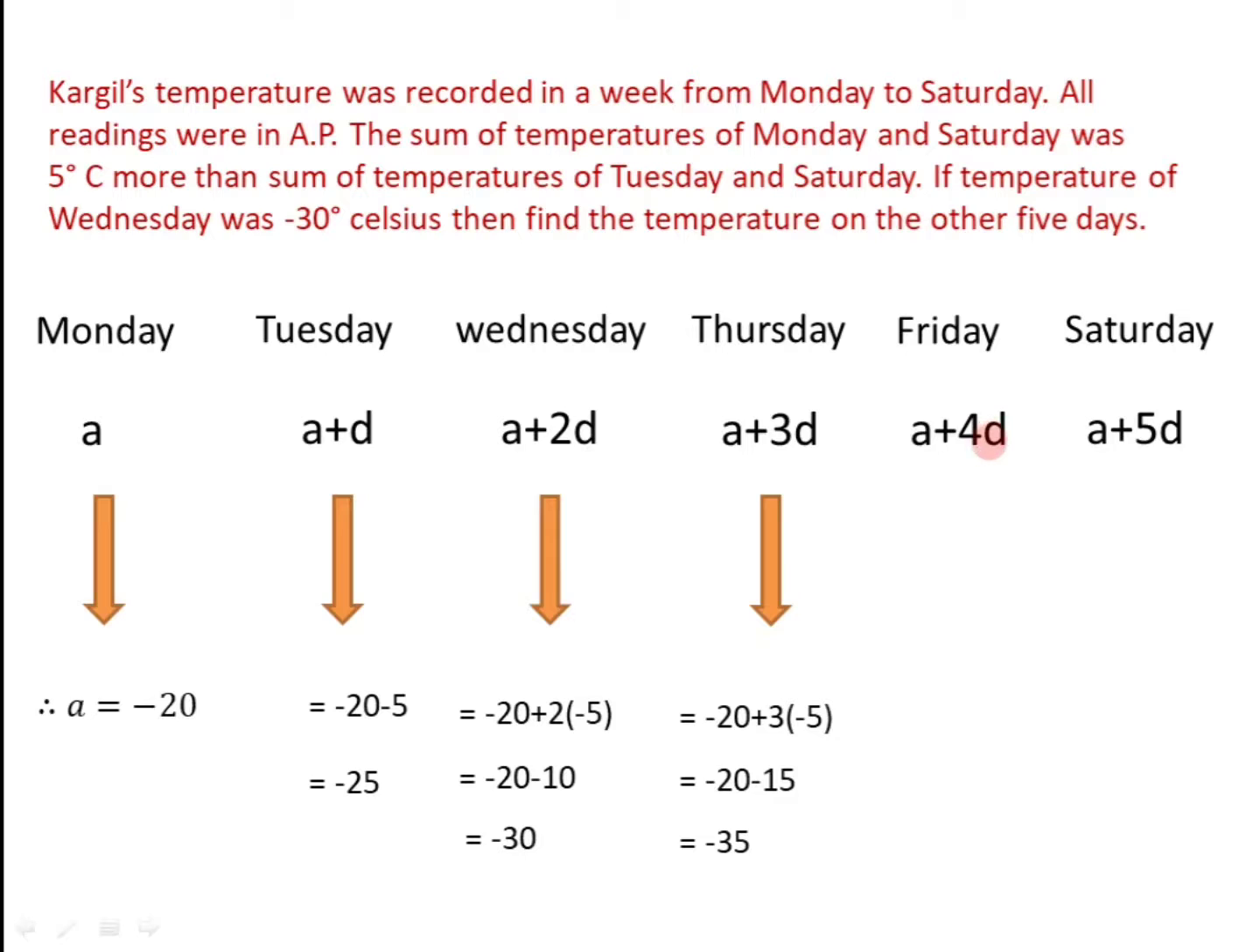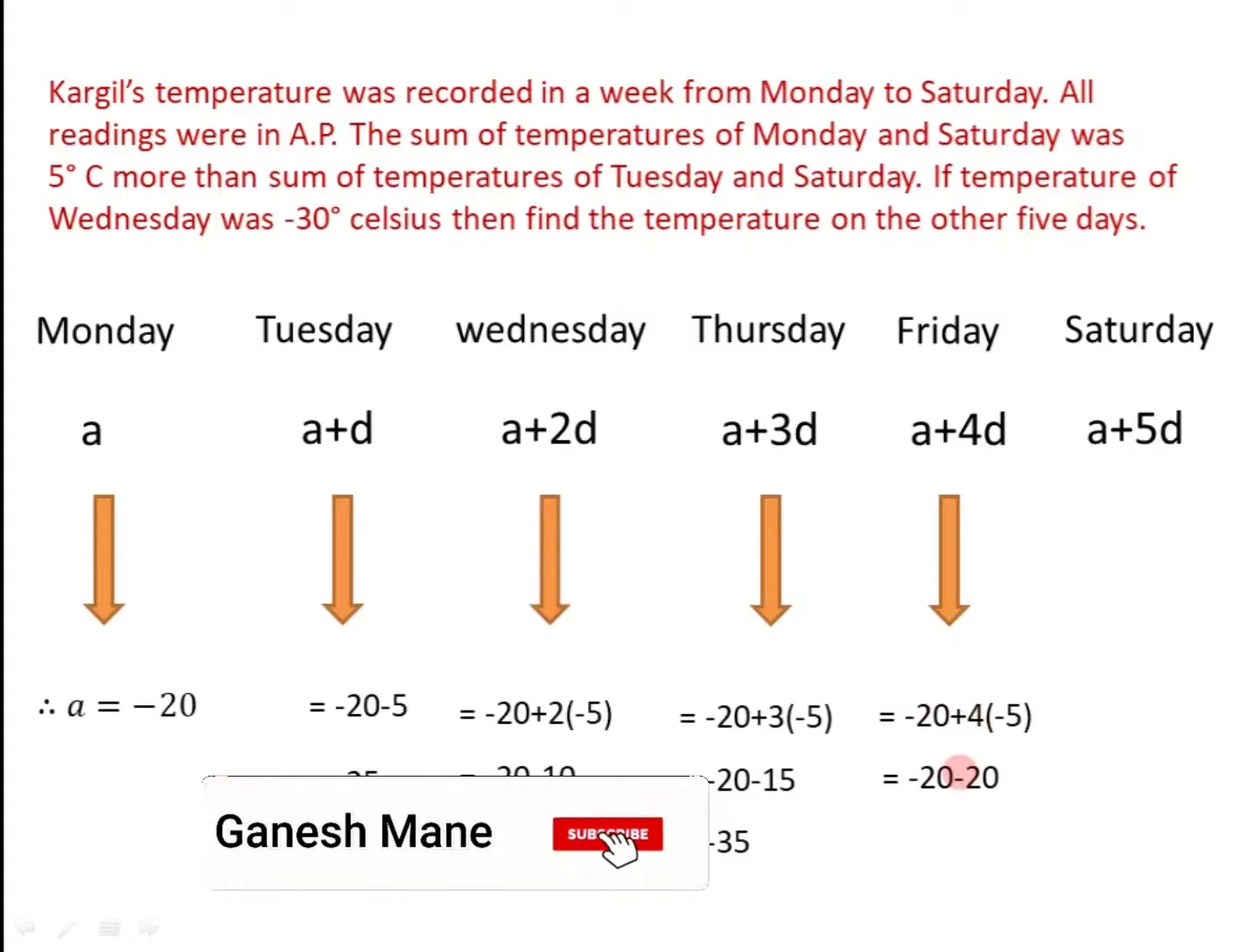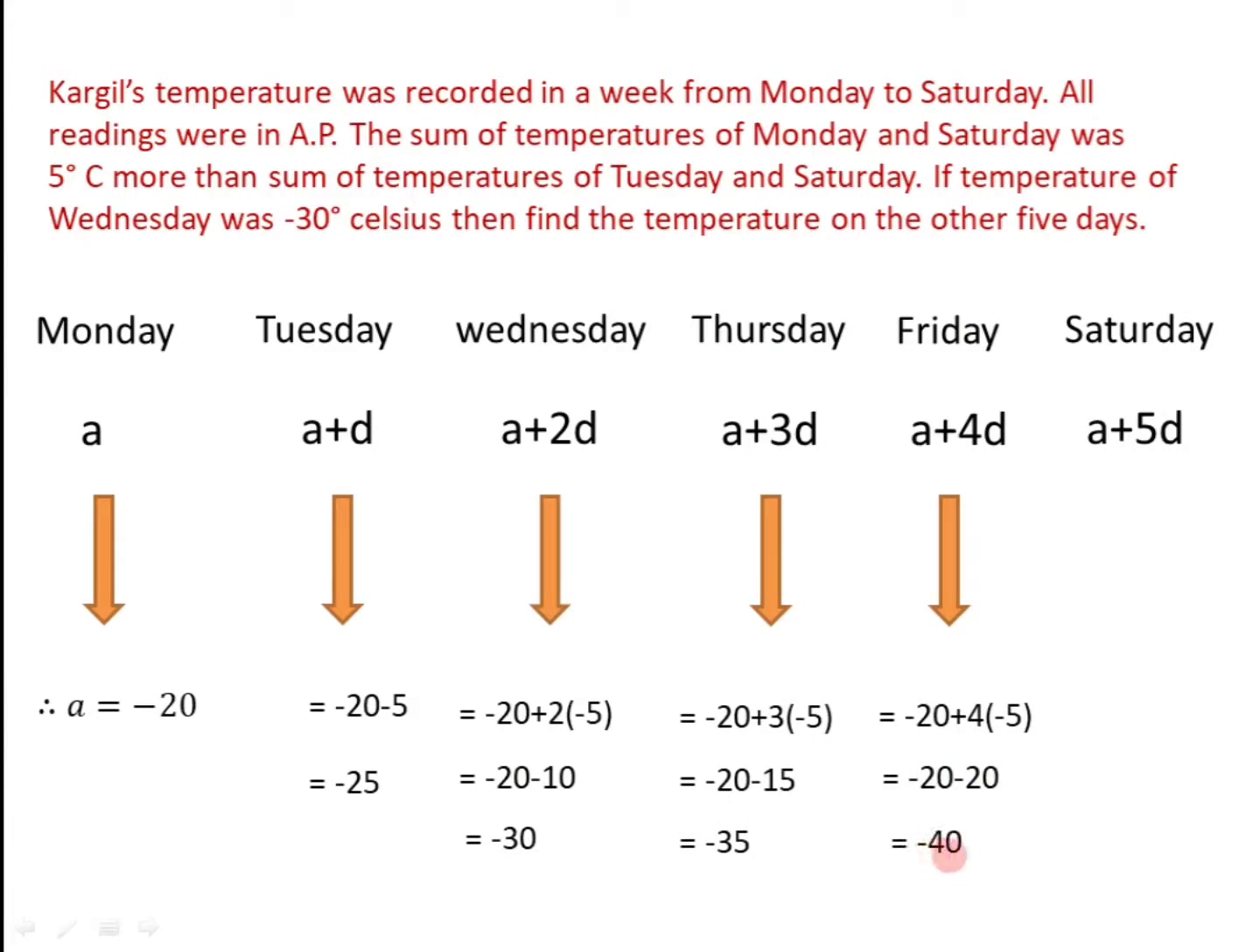On Friday we have A plus 4D. So again in the same way A is replaced by minus 20 and D by minus 5 to get this expression. So minus 20 minus 4 into 5, that's 20, minus 20 minus 20, that's minus 40. So this was the temperature on Friday. And in the same way on the Saturday we have expression A plus 5D. So A is replaced by minus 20 and D is replaced by minus 5. So minus 20 plus minus product will be minus 5 into 5, that's 25, minus 20 minus 25, that's minus 45. So minus 45 degrees was the temperature on Saturday. So these are the temperatures recorded on the other 5 days.